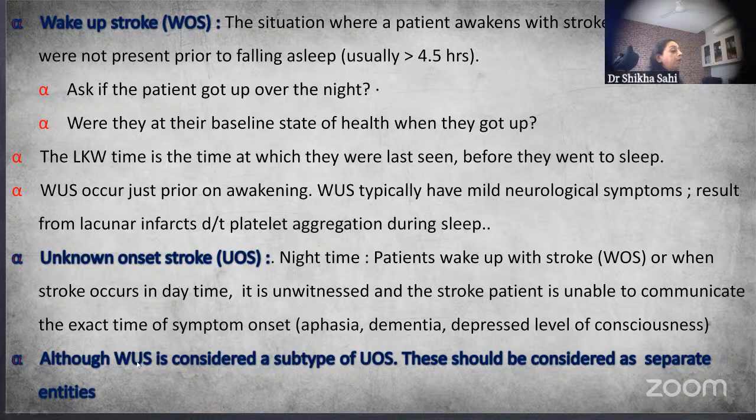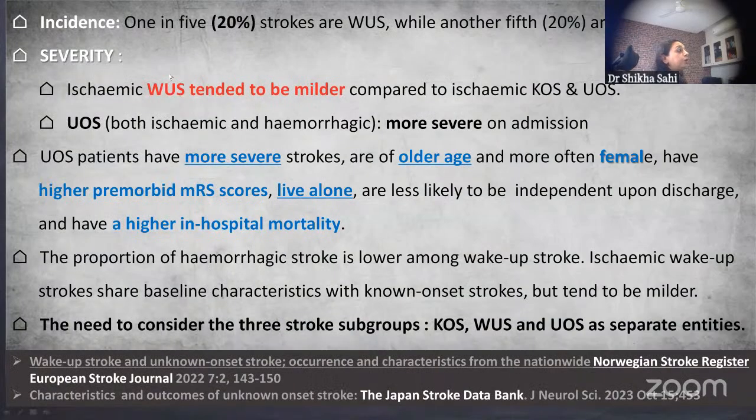Although wake-up stroke is a type of unknown onset stroke, functionally it is a different type of stroke, and both of these should be considered as separate entities. The incidence is about 1 in 5 for wake-up onset stroke. In terms of severity, wake-up onset strokes are milder than known onset strokes and unknown onset strokes. Unknown onset stroke, whether ischemic or hemorrhagic, is always more severe. It is associated with older age, female subgroup, atrial fibrillation, and higher premorbid mRS scores.